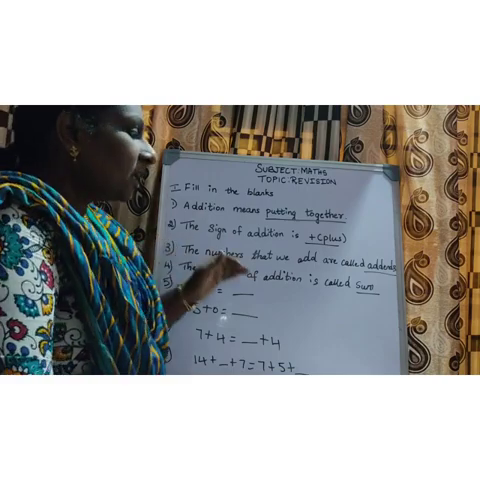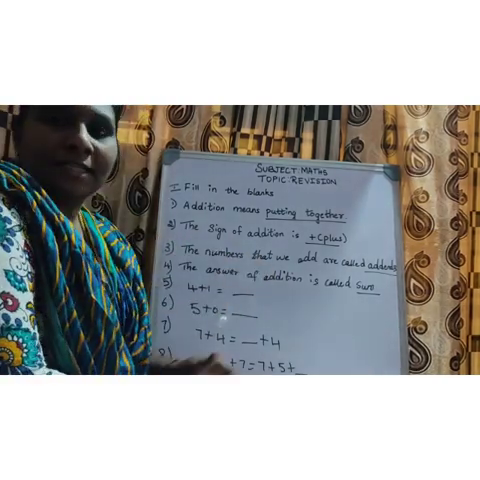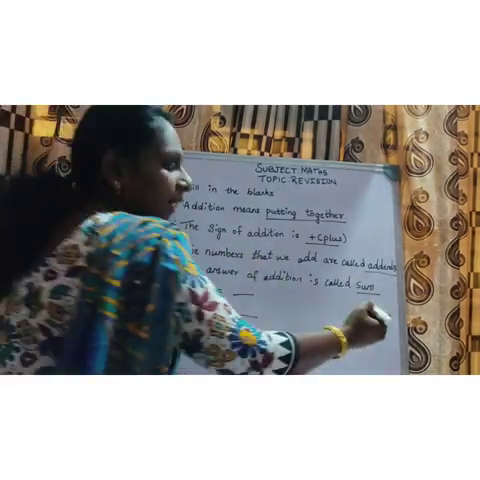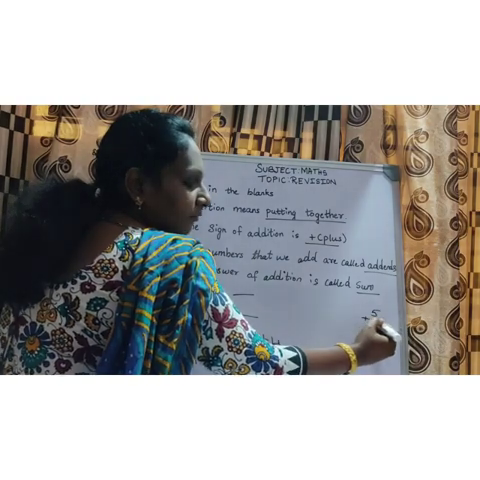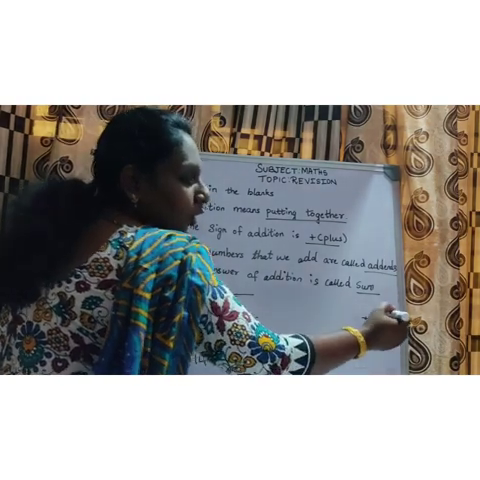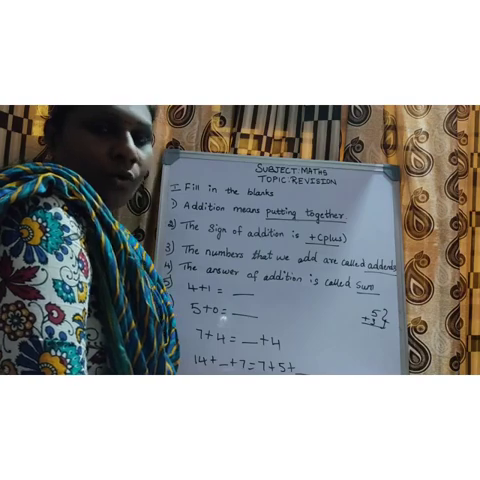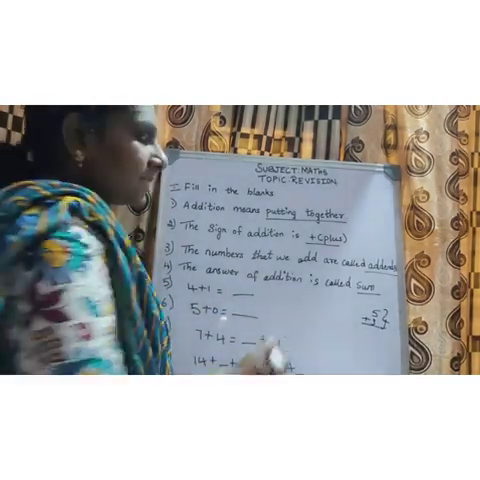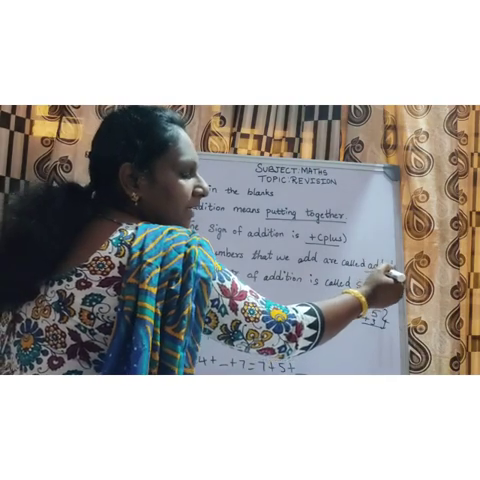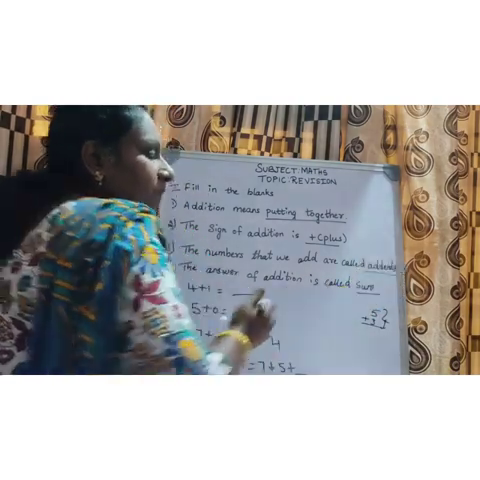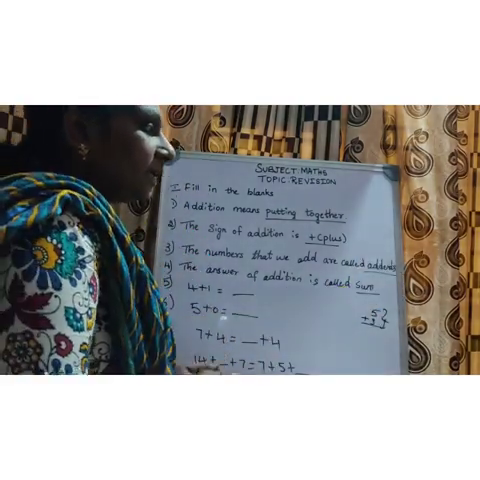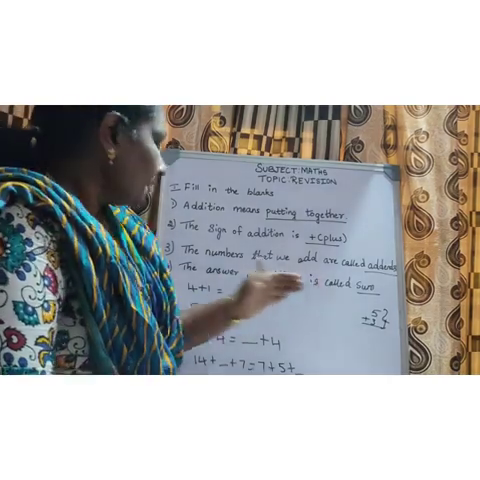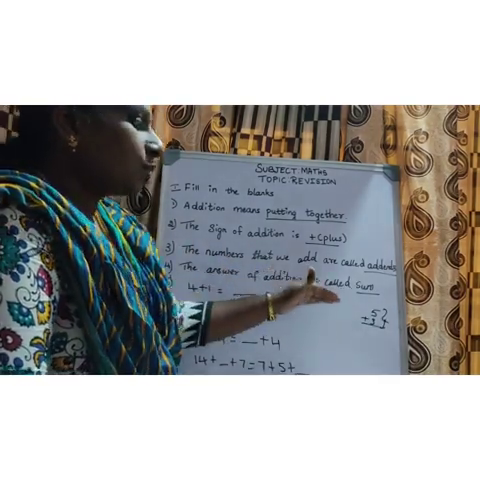The numbers that we add are called addends. For example, if you are adding 5 plus 3, these two are called what? Not addition, they are called addends. A-D-D-E-N-D-S, addends. Okay, correct it, children. A-D-D-E-N-D-S.